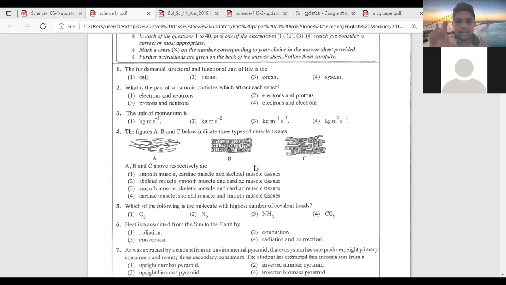After that, the next thing I want to explain: when you do MCQs, the MCQ paper is the best paper that you can mark.